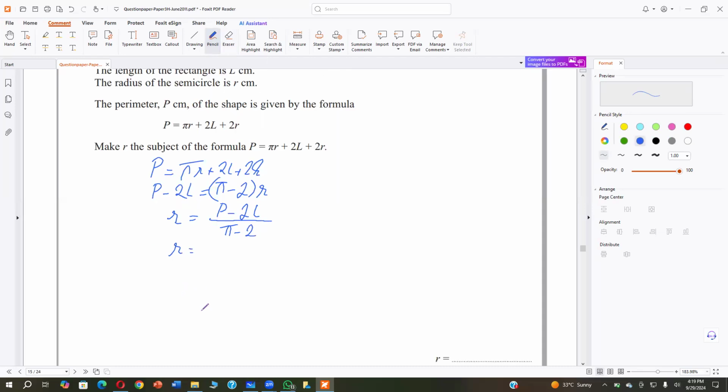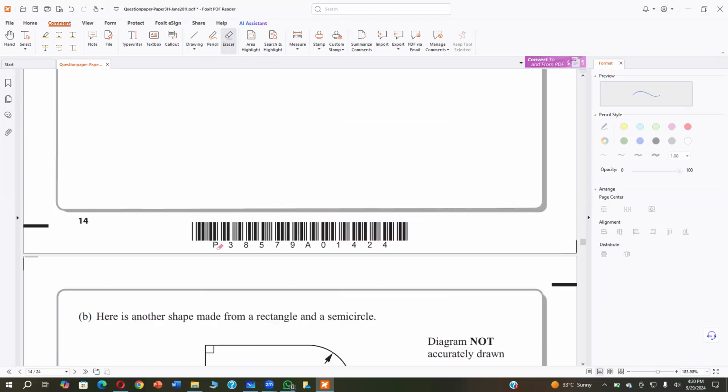Look at the working. I'm getting P minus 2L is equal to pi R plus 2R, and I'm getting R equals P minus 2L upon pi plus 2. Look what you are getting. I got the same. Okay, that's very good.